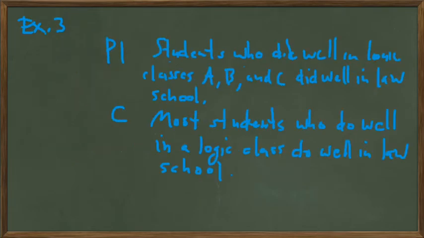So here's a third example of an inductive argument. The premise is students who did well in logic classes A, B, and C did well in law school. Conclusion, most students who do well in a logic class will do well in law school. It's a sort of deceptive argument. It has the form of a valid and strong, or cogent, inductive argument. But let's see where it breaks down.